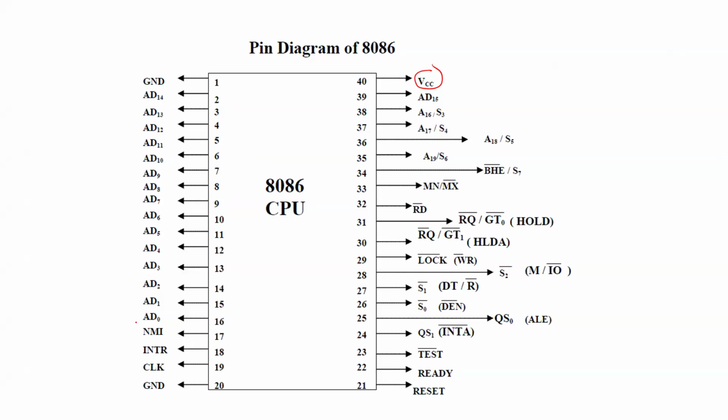This is starting from AD0 to AD14 address. Again 15, 16, 17, 18, 19. So total 20 address lines are there, because it is starting from AD0 up to 19. So that means 20 address bus. Okay.